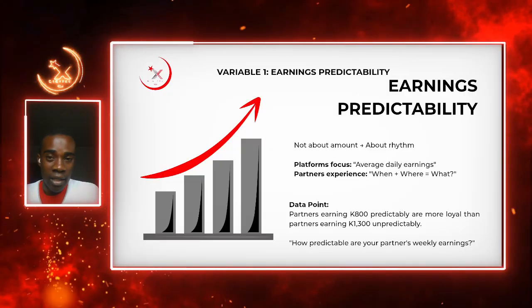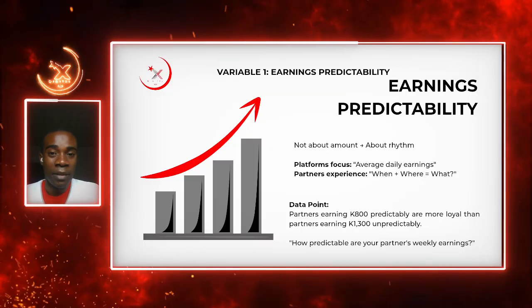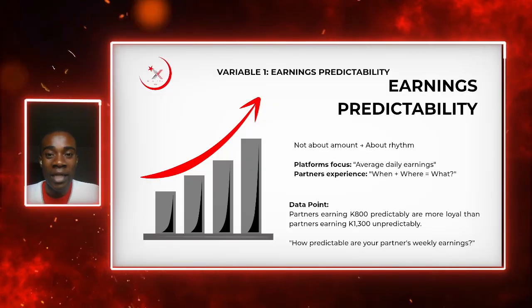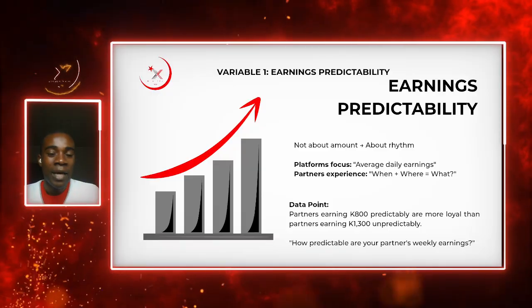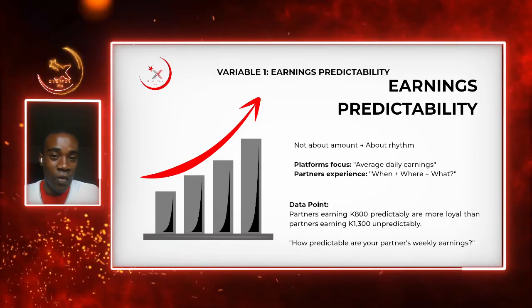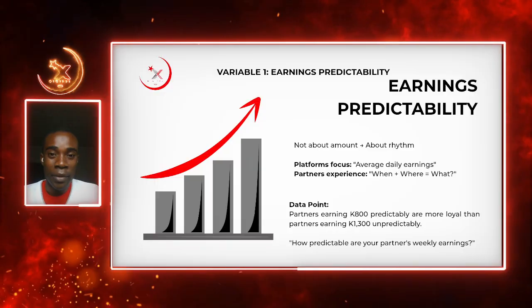Partners anchor on earnings rhythm. You can attract partners by the amount that you promise they'll be earning on your platform, but you cannot keep them by that amount. You can only keep partners by the consistency and predictability of the earnings that you promised them.